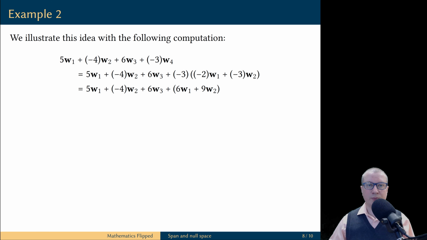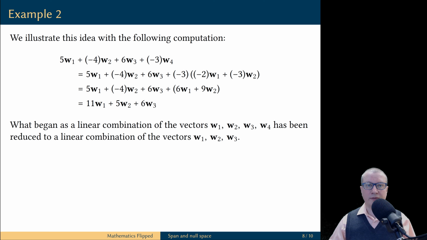First, we use the distributive property of scalar multiplication over vector addition, and then we use the associative property for scalar multiplication. Then we use the commutative property of vector addition and the distributive property for scalar multiplication over vector addition. But now you see that we started with a linear combination of vectors W1, W2, W3, W4, and we were able to get rid of the vector W4 in this linear combination. This linear combination, in fact, can be written as a linear combination of only 3 vectors, W1, W2, and W3.